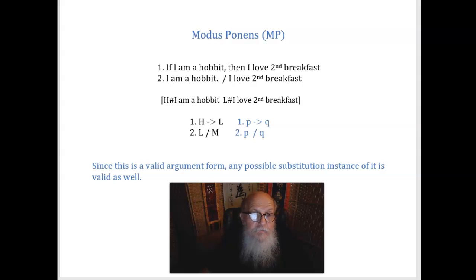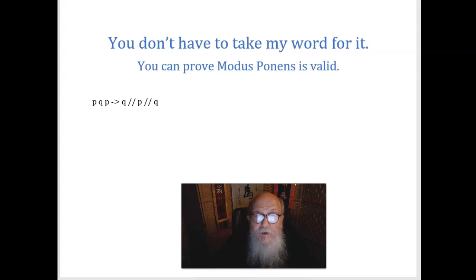And you've learned to say or accept that since this is a valid argument form, any possible substitution instance of it is valid as well. But you don't have to take my word for it. You can prove modus ponens is valid, as with any other of the famous forms we've studied. As you can see here, I'm using the method I've taught you, where we use the word processing program to generate a table to assign truth values. And remember, why I'm putting the slashes in will become clear in a minute.